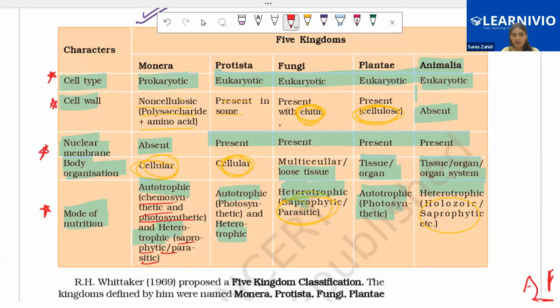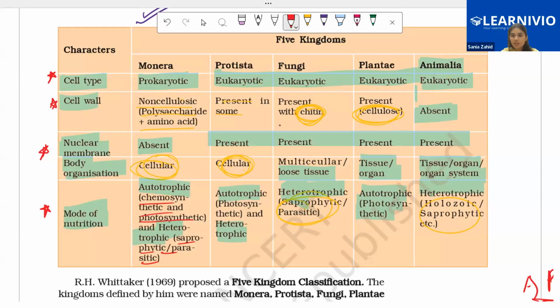Okay, first, I want to ask you questions based on this. Now, can you explain to me the cell types of all the 5 kingdoms? Can you explain this table now? One by one, I'll ask you and then you answer. First tell me the cell type of all the 5 kingdoms. Cell type of Monera is prokaryotic and Protista is eukaryotic, and fungi, plantae, and animalia are all eukaryotic.